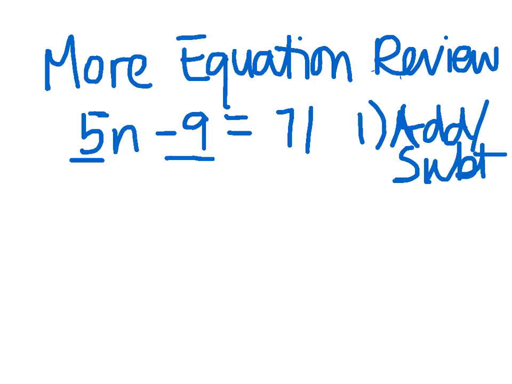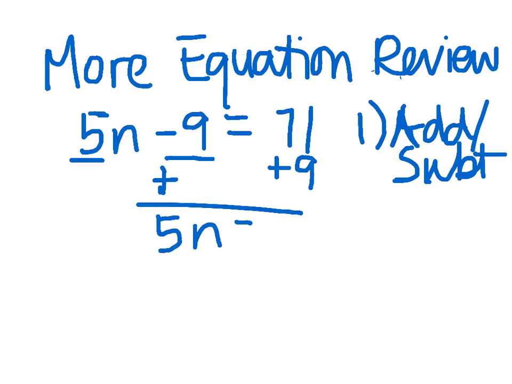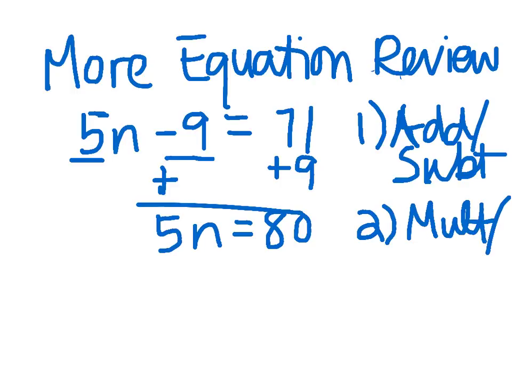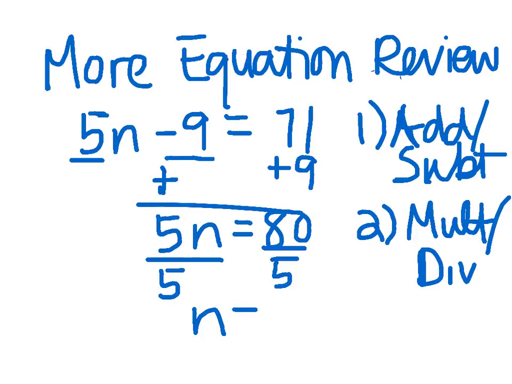And then in the second step, in this case, we're going to add 9. And that gives us 5n is equal to 80. And from there, we will do the multiplication or division. Here, to isolate the variable, it's multiplied by 5. So to undo that, I will divide by 5. And I bring it all down, and I have n is equal to 16.